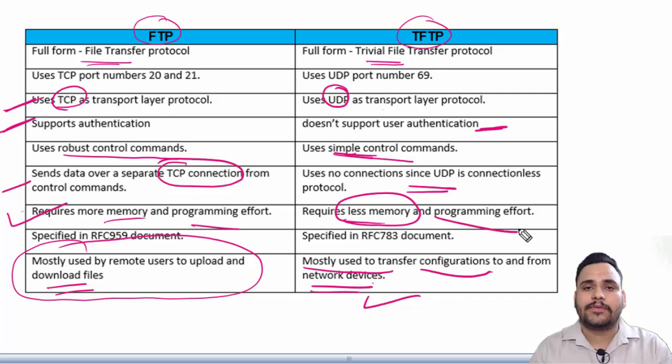So TFTP is basically used in router configuration, updating flash, updating IOS and other things, while FTP is used to upload files from different locations. So this is all about FTP and TFTP.